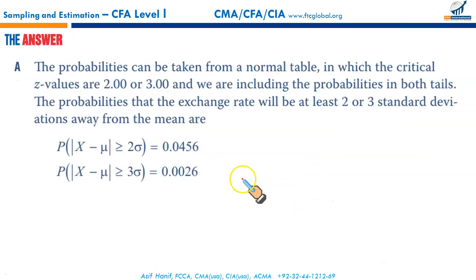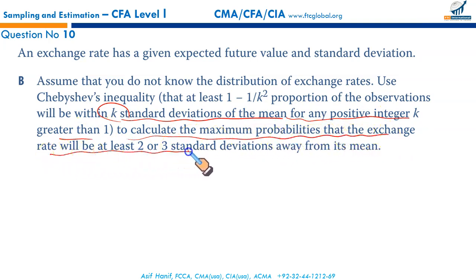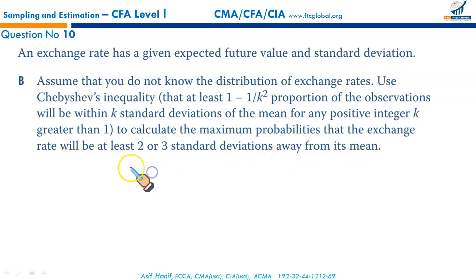Now there is a B part to it as well. An exchange rate has a given expected future value and standard deviation. Assume that you do not know the distribution of exchange rates and use Chebyshev's inequality, that is, at least 1 minus 1/k² proportion of the observations fall within k standard deviations of the mean, for any positive integer k greater than 1, to calculate the maximum probabilities that the exchange rate will be between 2 to 3 standard deviations away from its mean. So we can estimate using Chebyshev's inequality: outside k standard deviations would be less than 1 upon k².